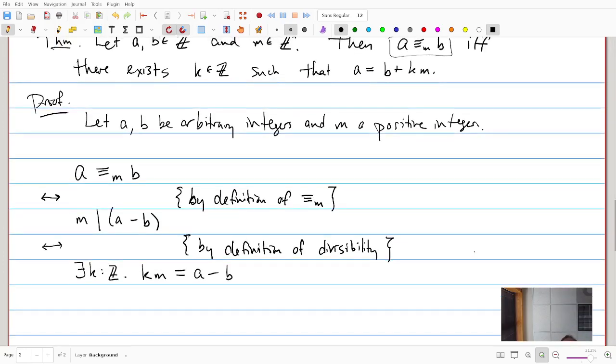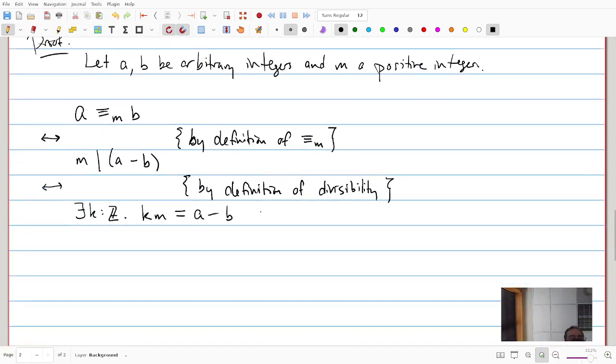Okay, well, now we're almost there, right? Because what are we trying to prove? We're trying to prove there exists some integer k, such that A equals B plus km. All we have to do is, if we add B to both sides of this equation, I get A equals B plus km. So I can just do a little bit of algebra. So this is just algebra. That's it.